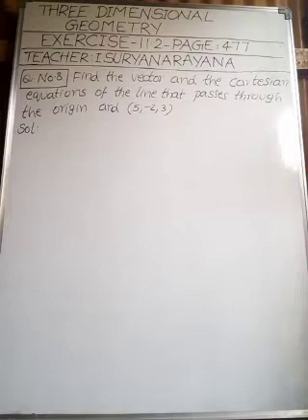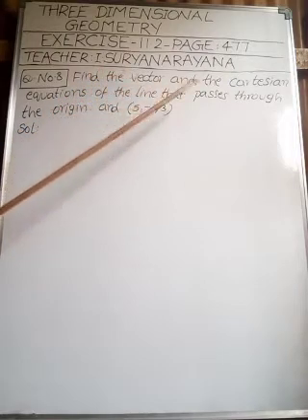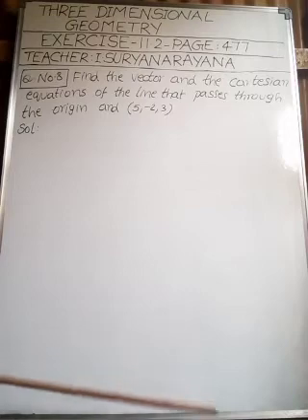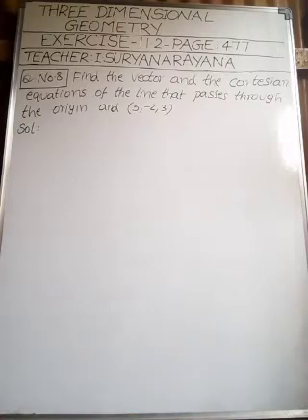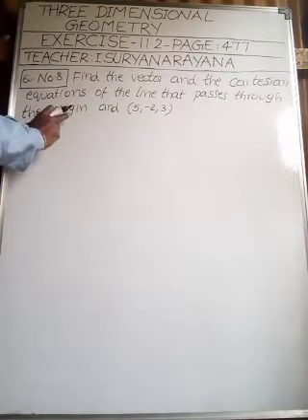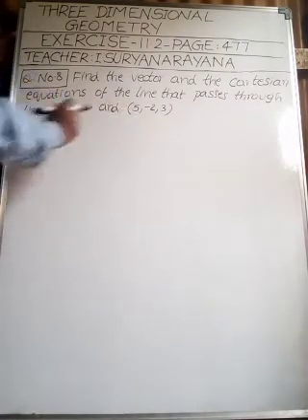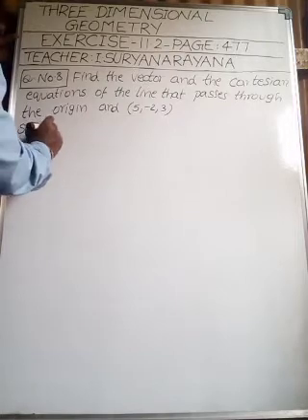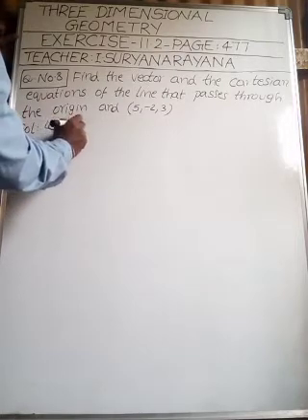Here a line is passing through the origin and this point. Then we have to write the vector and Cartesian equations of the line. Okay, my children? Right. Now let us consider the position vector of this point is A bar and this is the position vector of the point B bar.